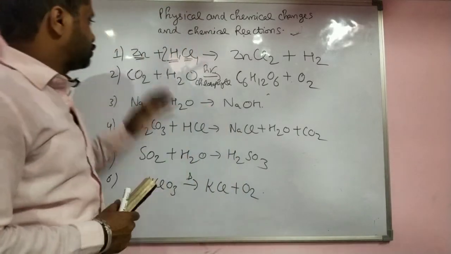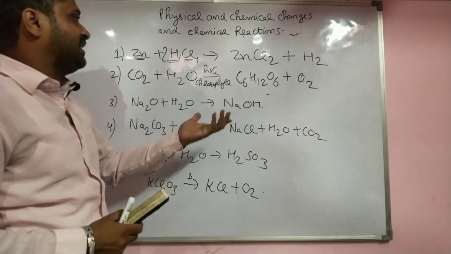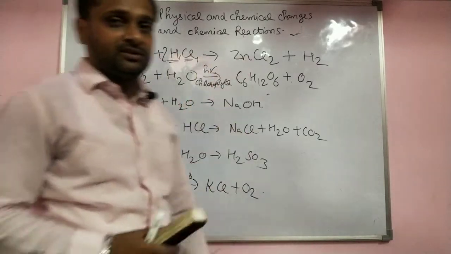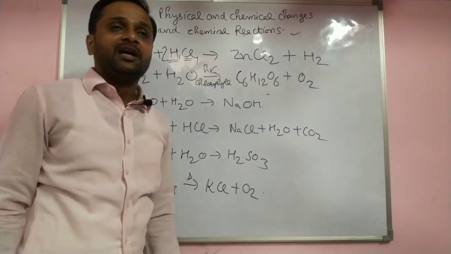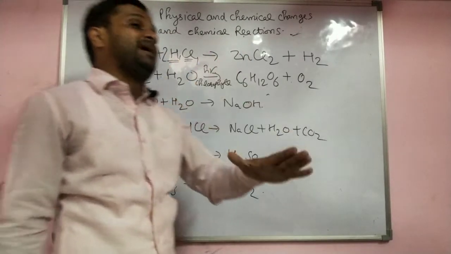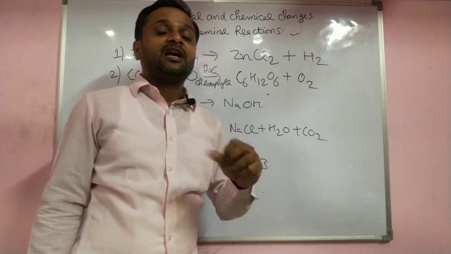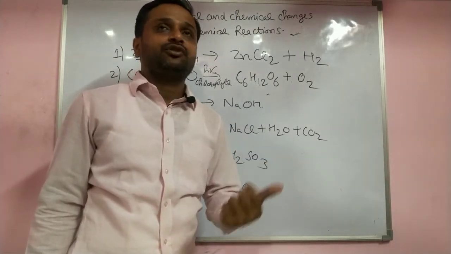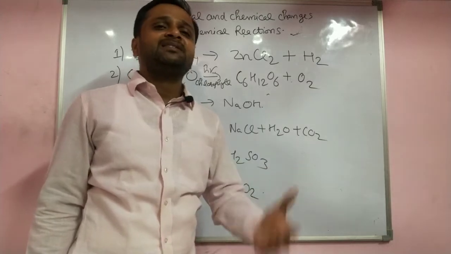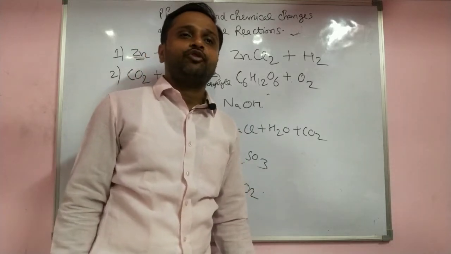Keep in mind, first of all count how many elements are there, then try to balance. See there, both the reactant side and the product side. I already told you, a reaction which is not balanced is called an unbalanced reaction. The one you have to balance is called a balanced reaction. Or one which is already balanced is called a self-balanced reaction.